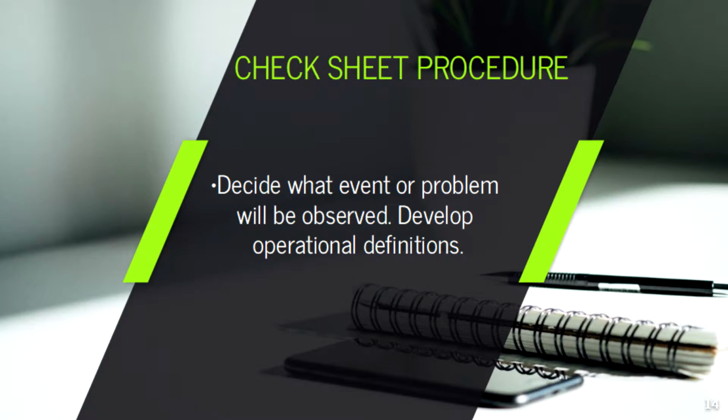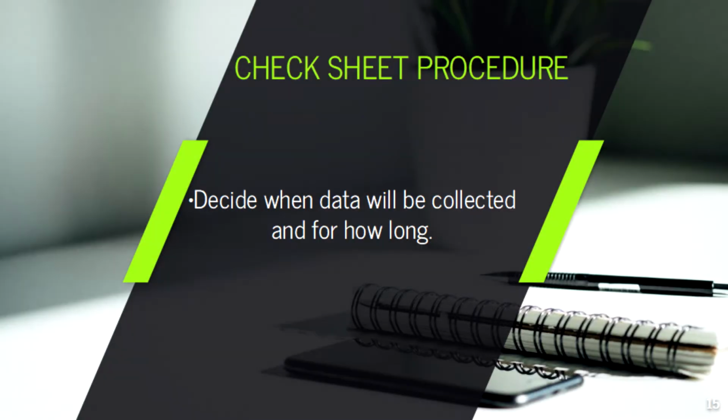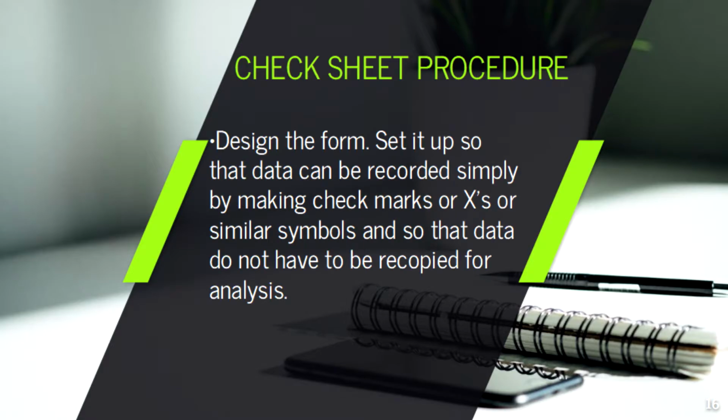Check sheet procedure. Decide what event or problem will be observed. Develop operational definitions. Decide when data will be collected and for how long. Design the form. Set it up so that data can be recorded simply by making check marks or X's or similar symbols so that the data do not have to be recopied for analysis.